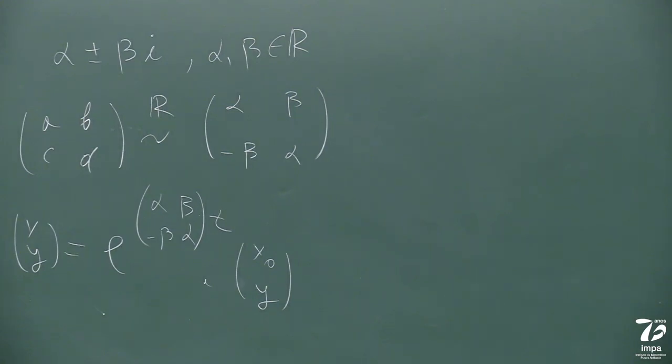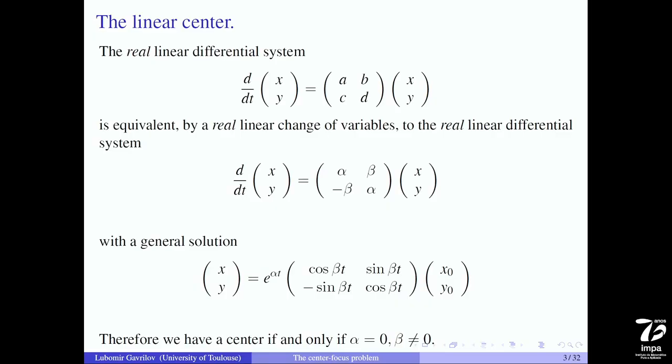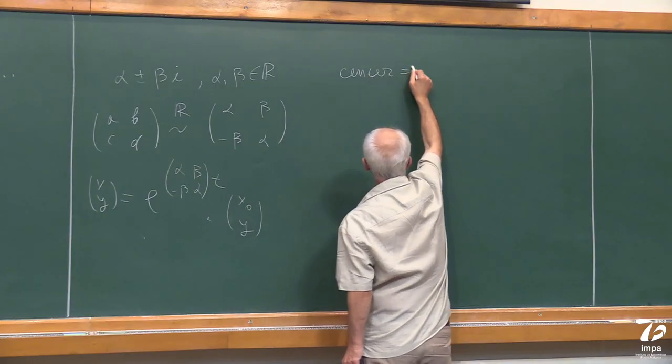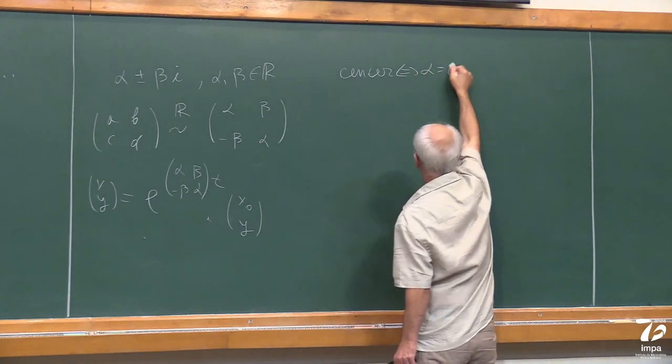You have exponential of alpha t and sinus and cosinus, which are periodic functions. And now it is clear that it is a center if and only if alpha is equal to 0 from this. So center in this linear case is equivalent to alpha equal to 0.